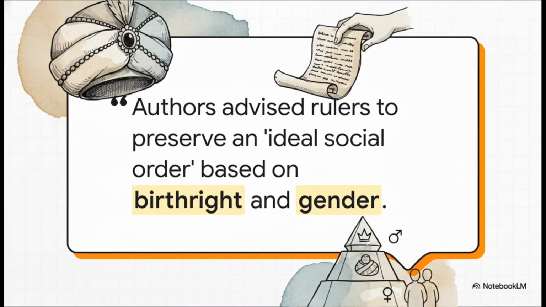So this is what you might call the official story. The court historians, they were often writing for their powerful patrons, the sultans, hoping for a nice reward. So they'd advise them to keep this ideal social order, one where your place in society was decided by who you were born to and by your gender. This was the view from the top, the story the powerful wanted everyone to hear.